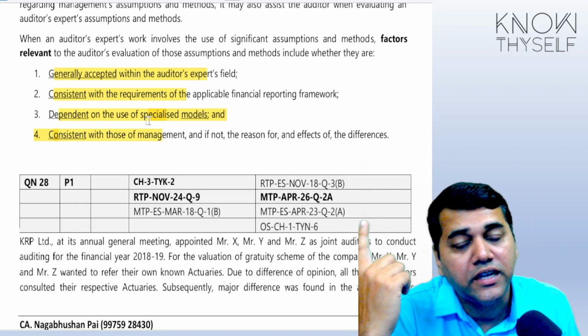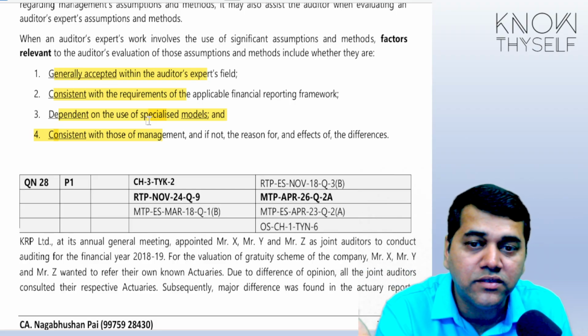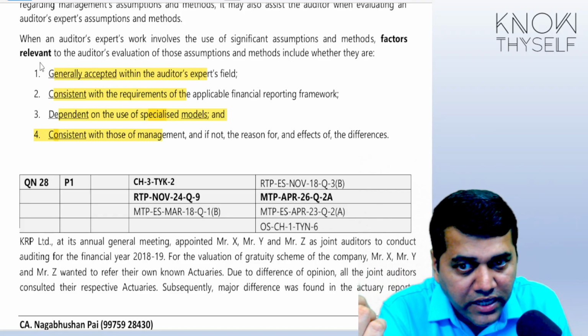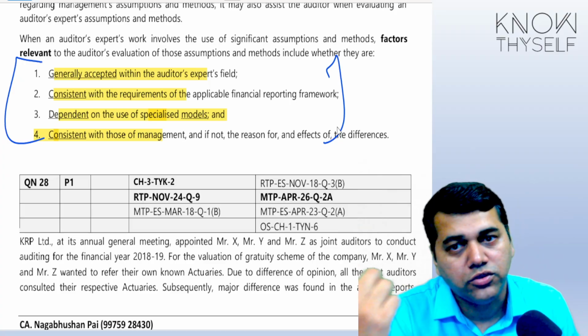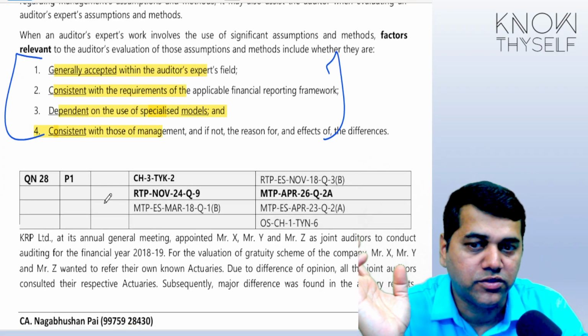Instead of this, you are writing relevance and reasonableness of the findings. Then you say methods and assumptions. No, they are expecting you to write this particular thing. So this question is still open. They can ask you questions on the audit procedures.